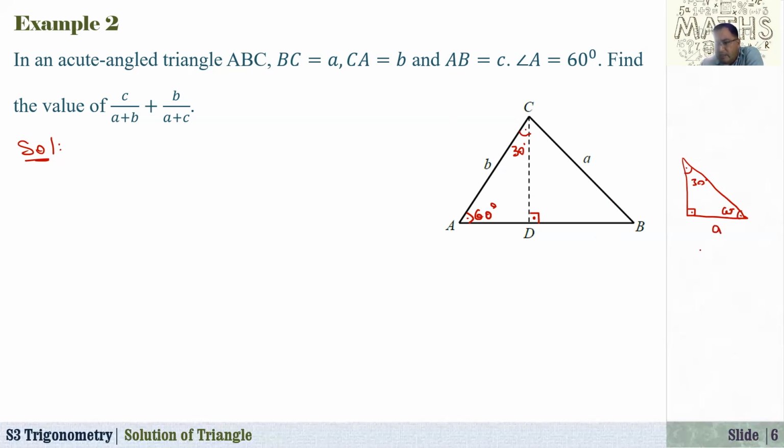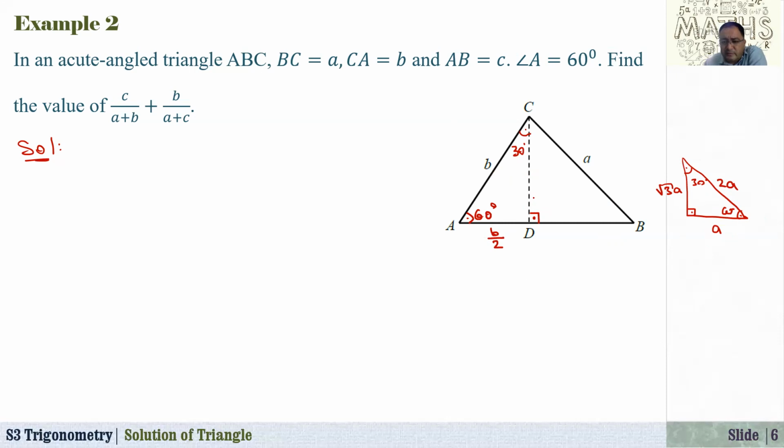If this side is A, the hypotenuse should be 2A. This one will be square root of 3 times A, because A squared plus 3A squared is equal to 4A squared. Now, if the hypotenuse is B, the side opposite the 30 degree angle is AD. What is AD? AD will be half of the hypotenuse, so that's equal to B over 2.